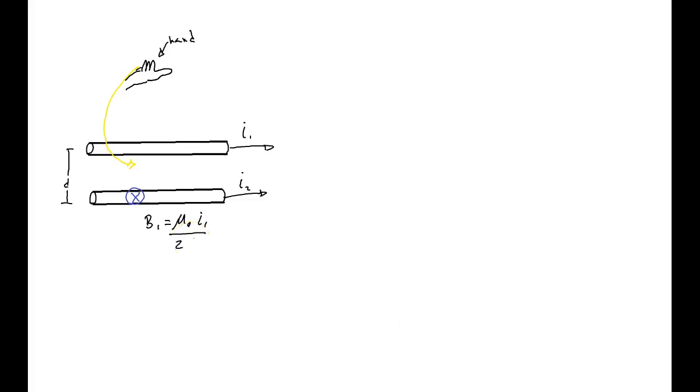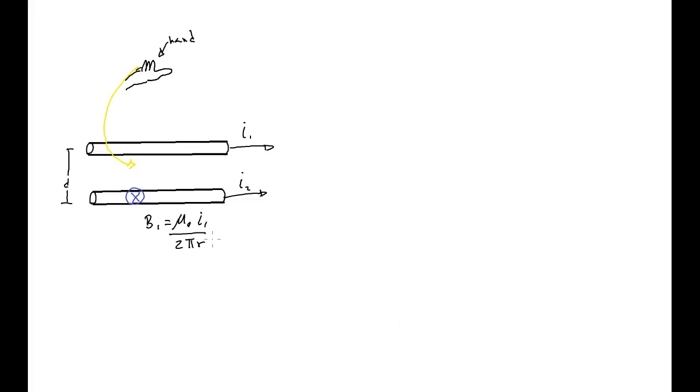Good. Now what about the force that is exerted on wire number 2 due to the magnetic field created by wire number 1? This version right here. B points into the board, I to the right, so the force exerted is upward. So this is the force of 1 acting on 2.